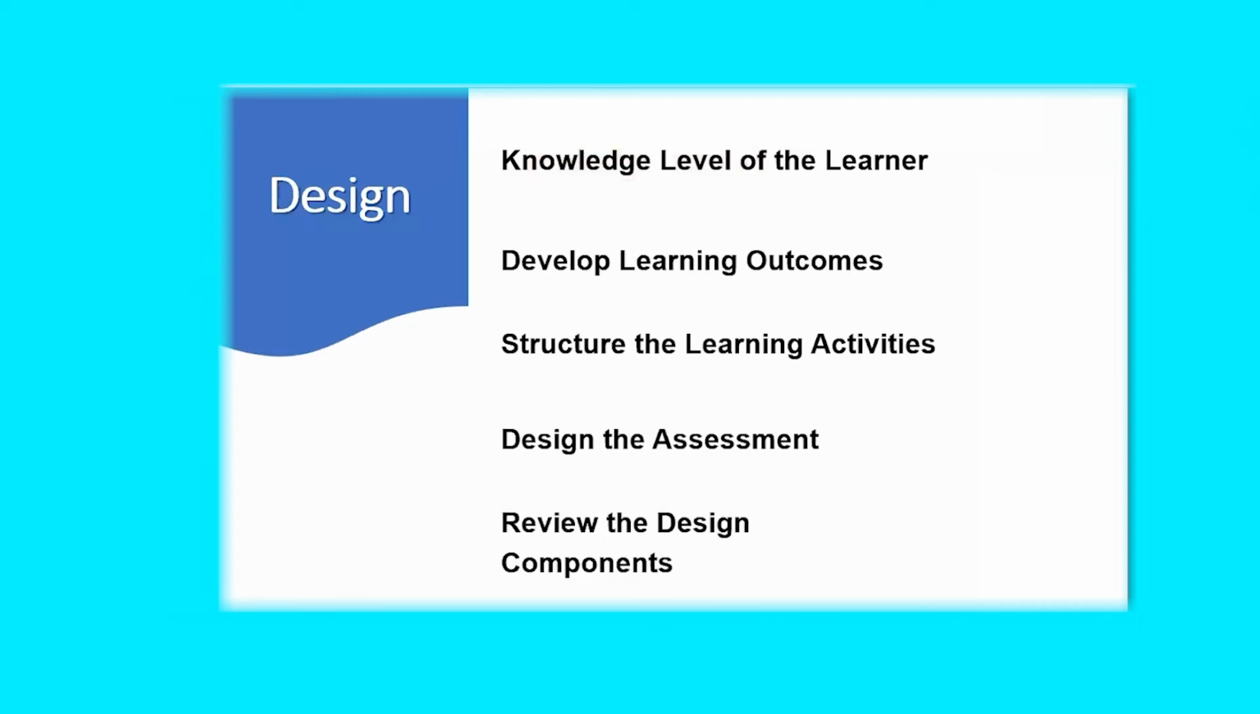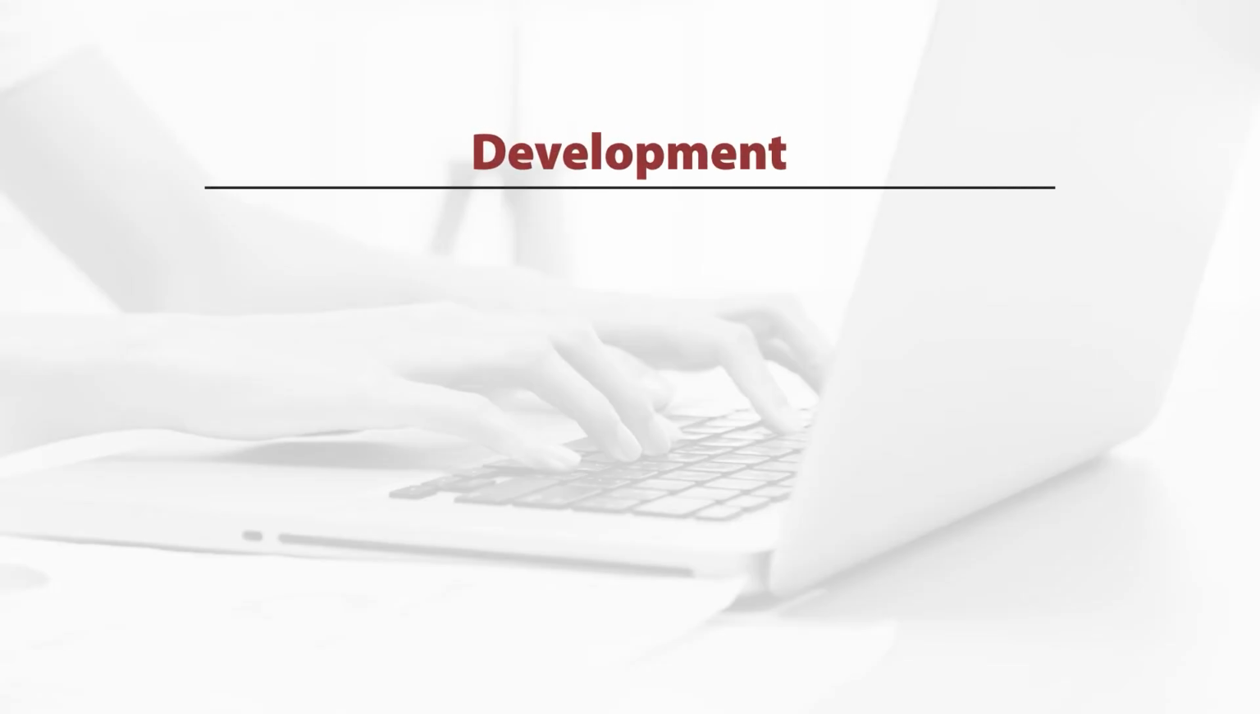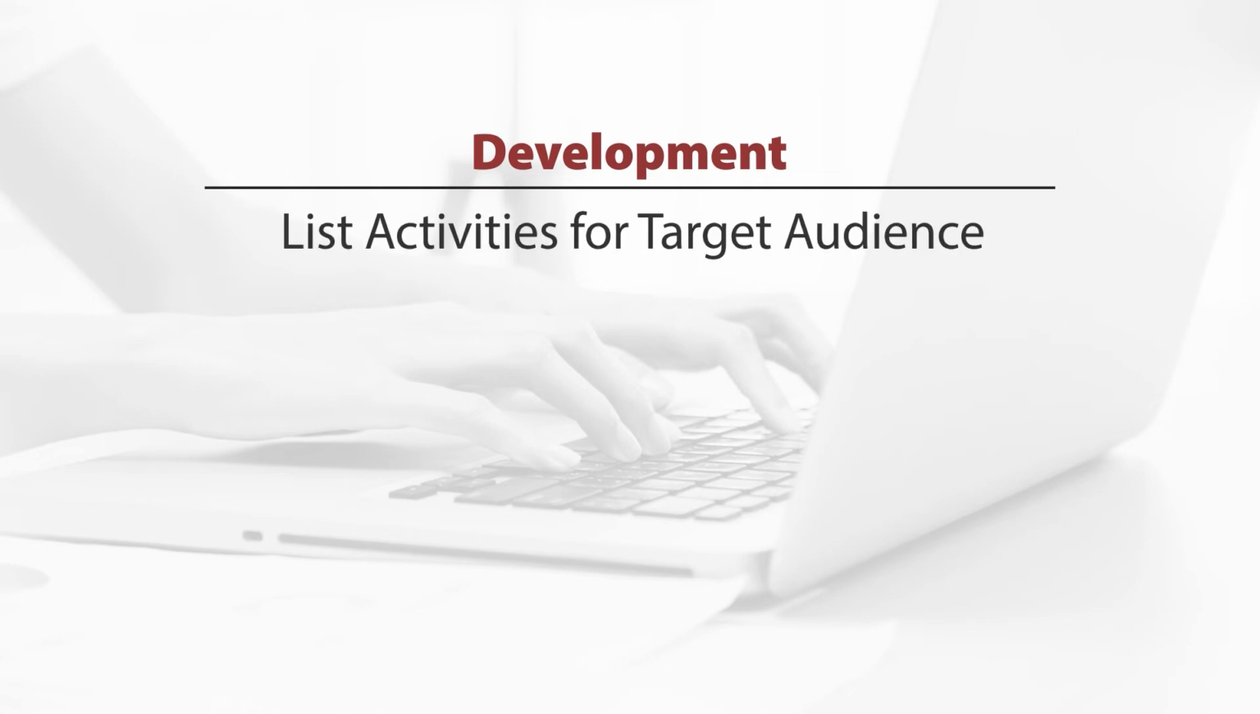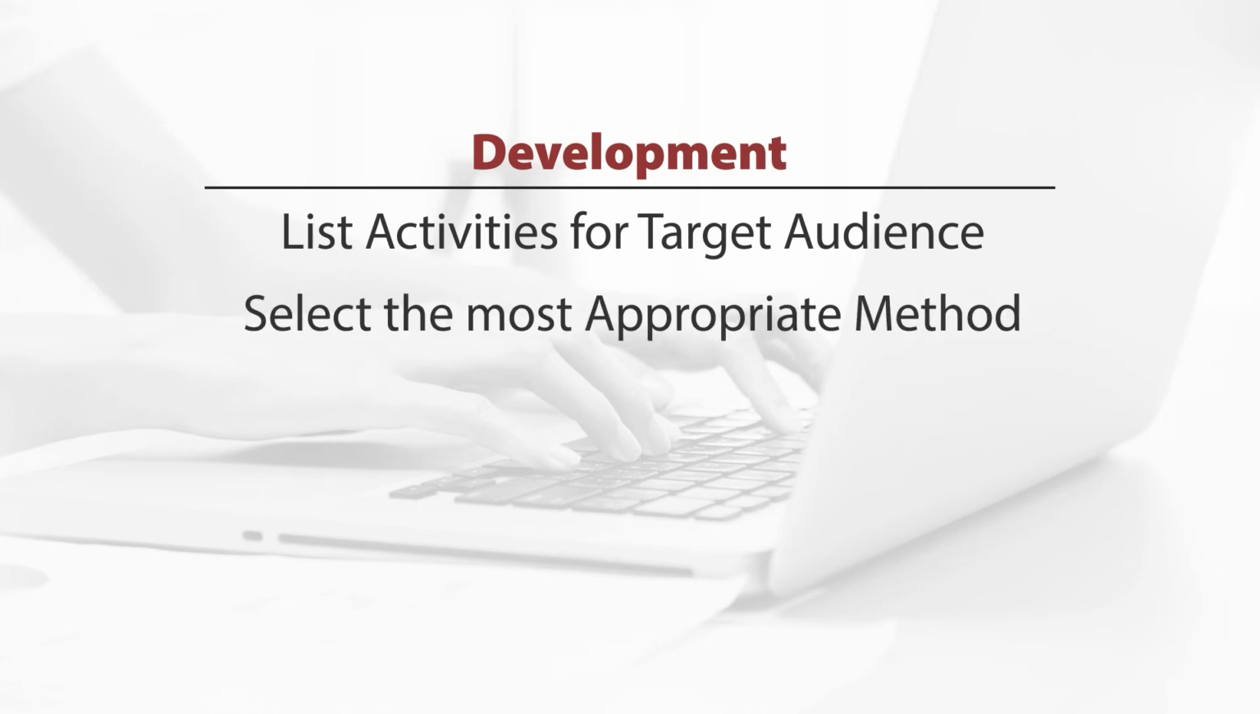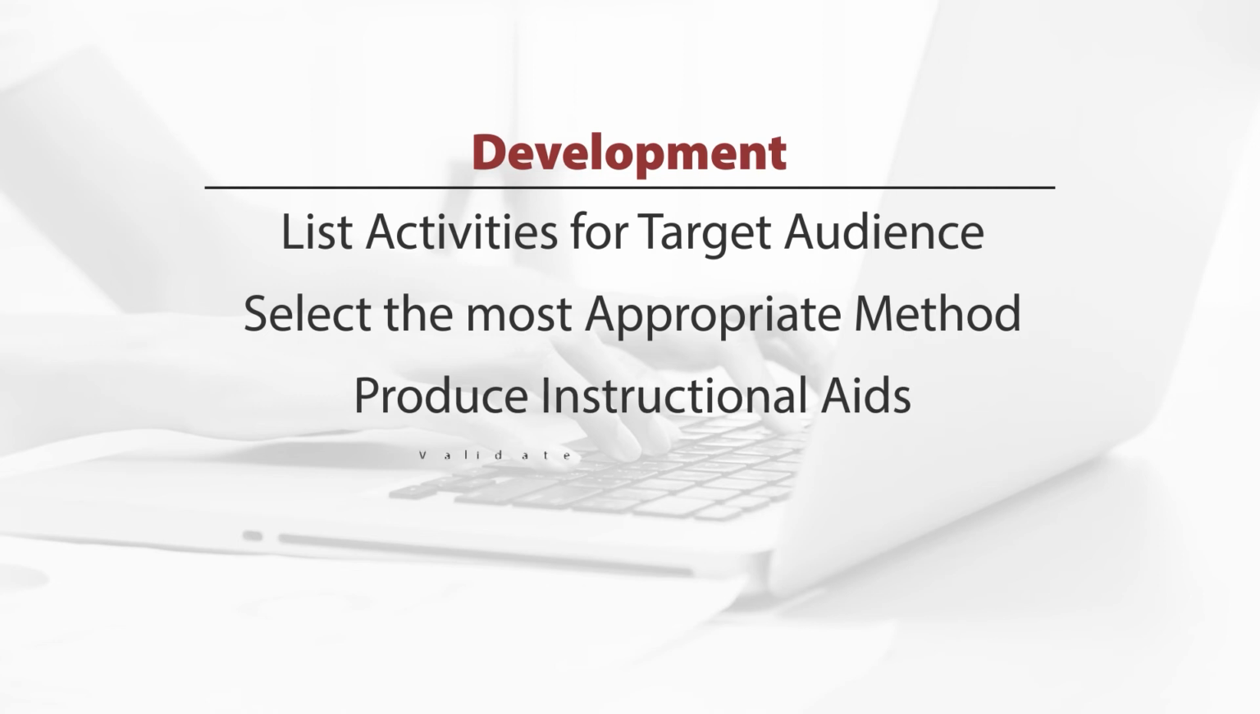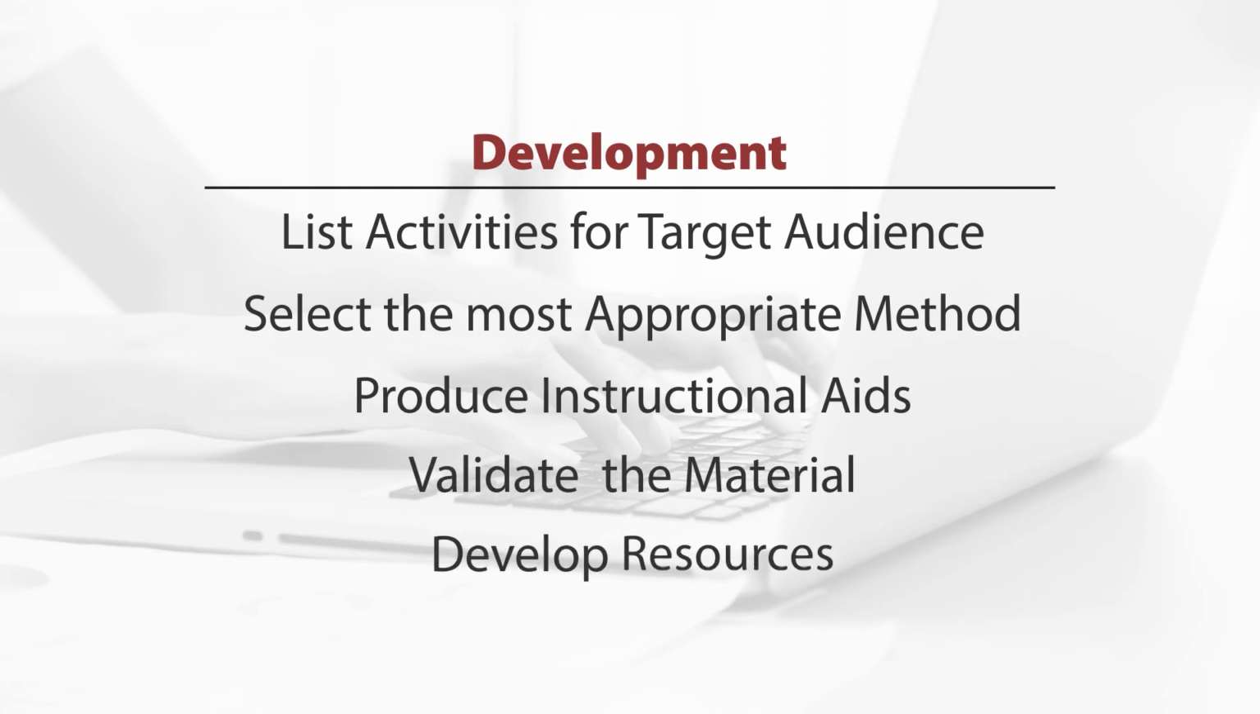From here, we move to the next part, that is the development part. Under development, again, what do we do? Once the design is ready, you start developing. Then what will happen? When we start building the house or the table, you will construct that part. So under development, you will list down the activities for your target audience. You will select the most appropriate media. You will select which instructional aids you are using. You validate the material and you develop those resources. So that is the development part of it.